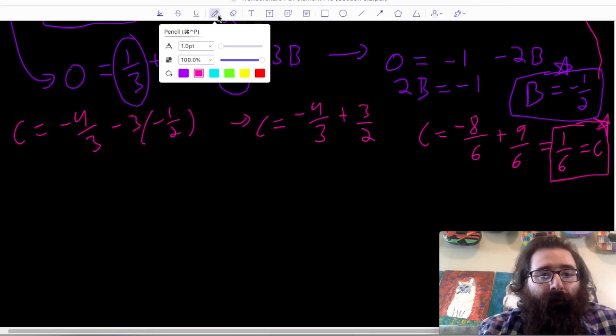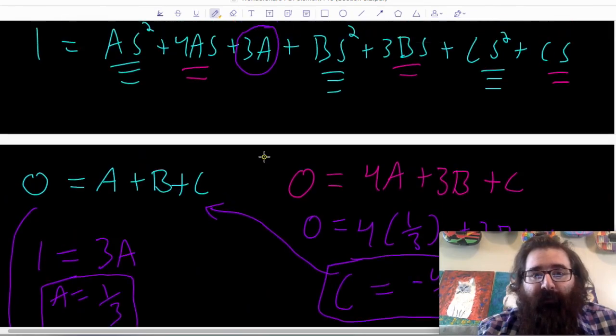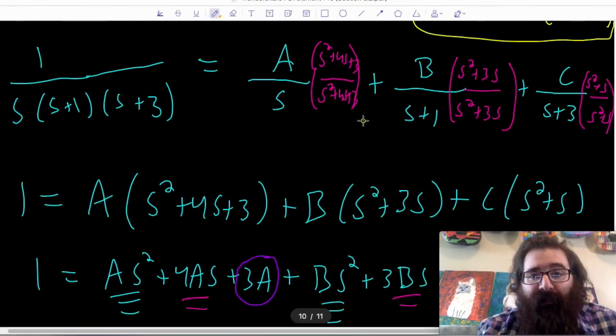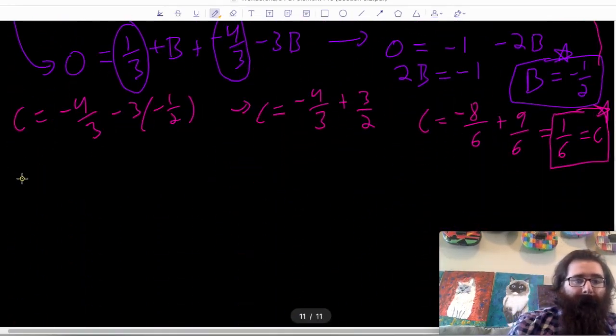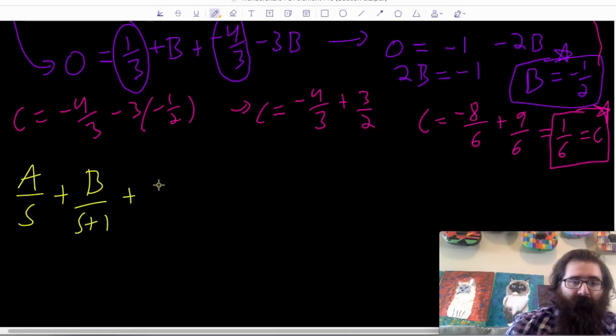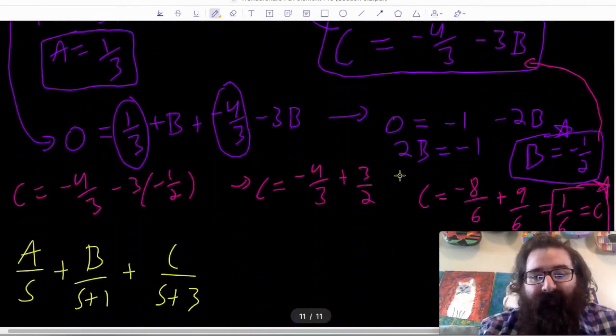And now I know what all those values are. So let's go back to the partial fraction decomposition. In the blue, a over s, b over s plus 1. And then it was c over s plus 3, I believe. Yeah. And now I know what a, b, and c are.